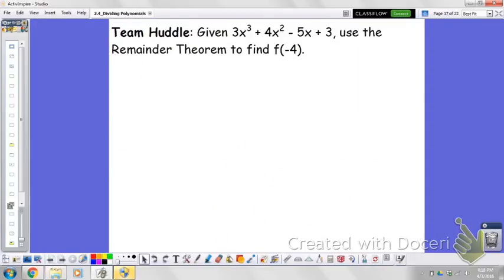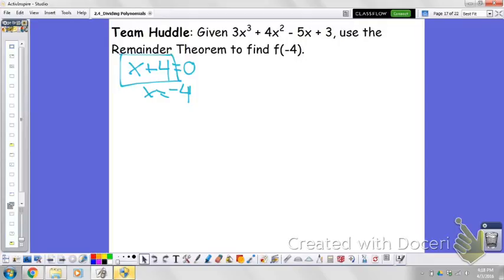So if we were given 3x cubed plus 4x squared minus 5x plus 3, we are going to use the remainder theorem to find f of negative 4. So that's as if we were dividing by x plus 4, because if we set that equal to 0, you get x equals negative 4. So we'll find out what the remainder is if we divide it by x plus 4.